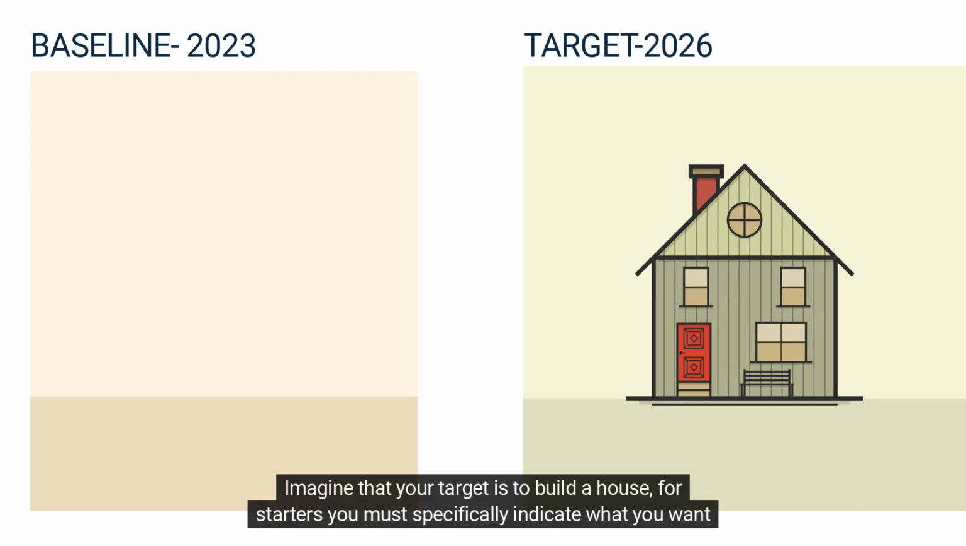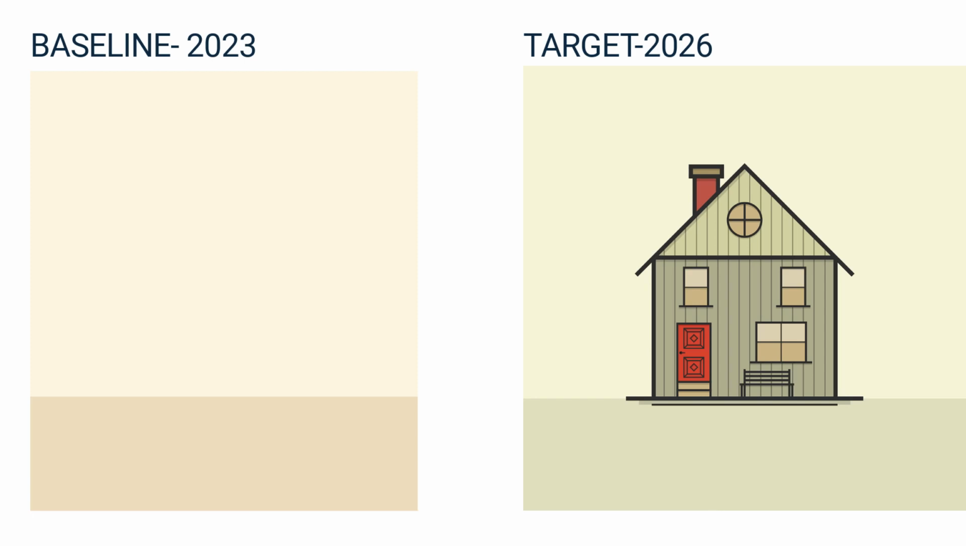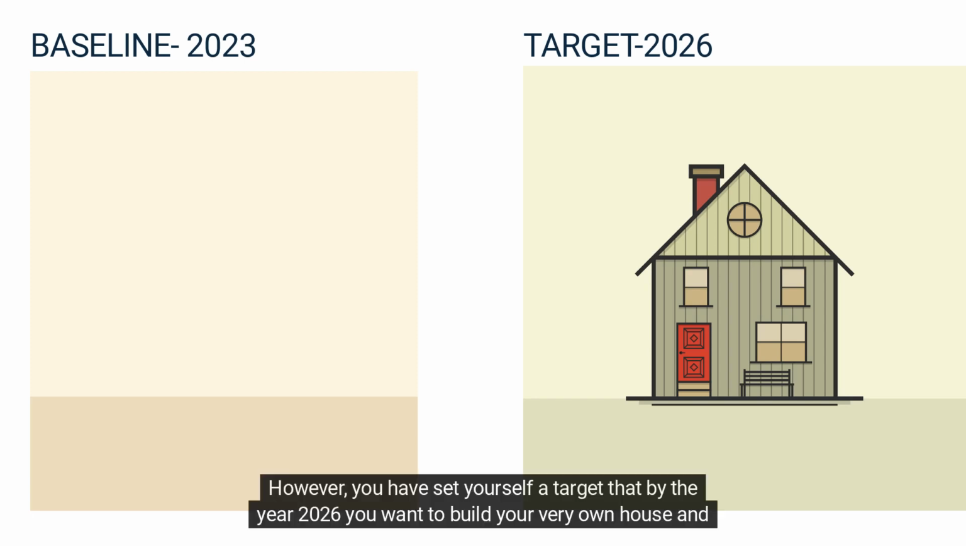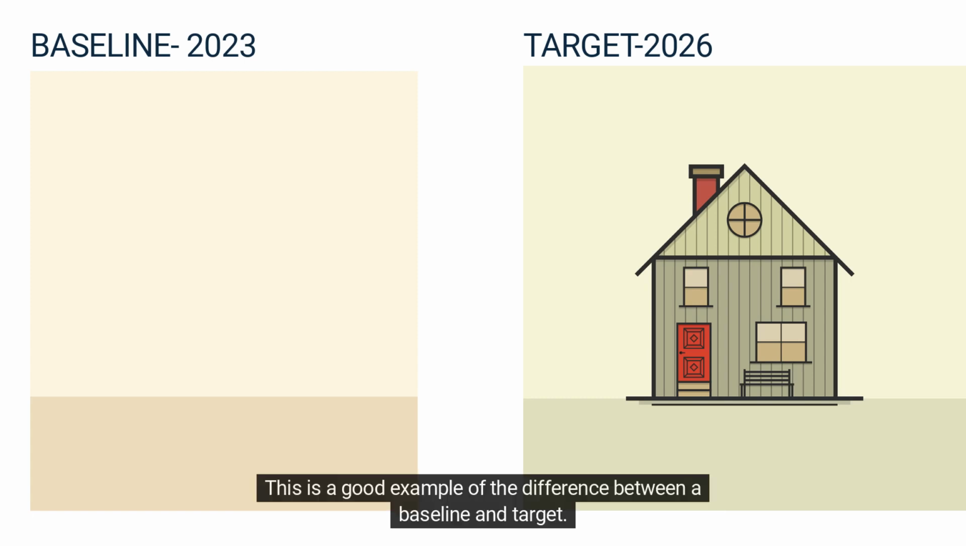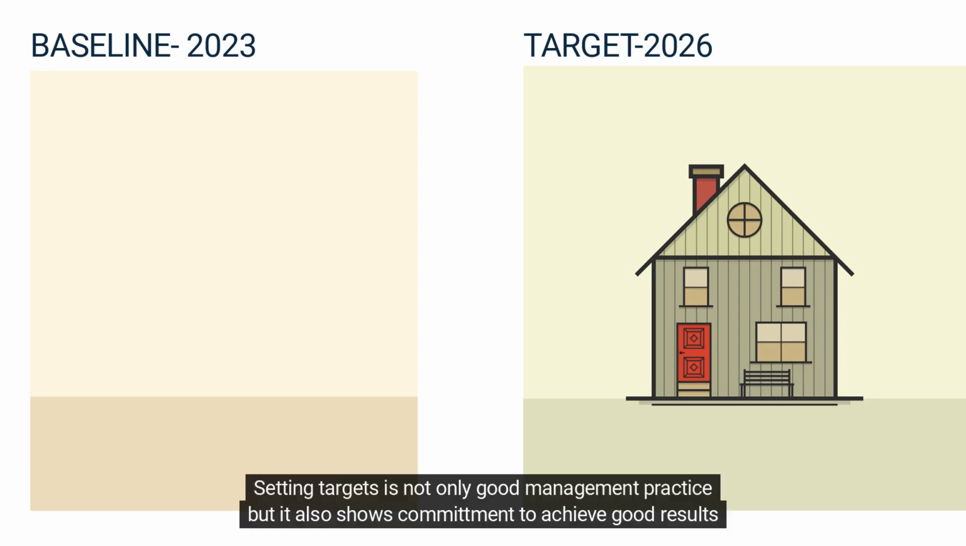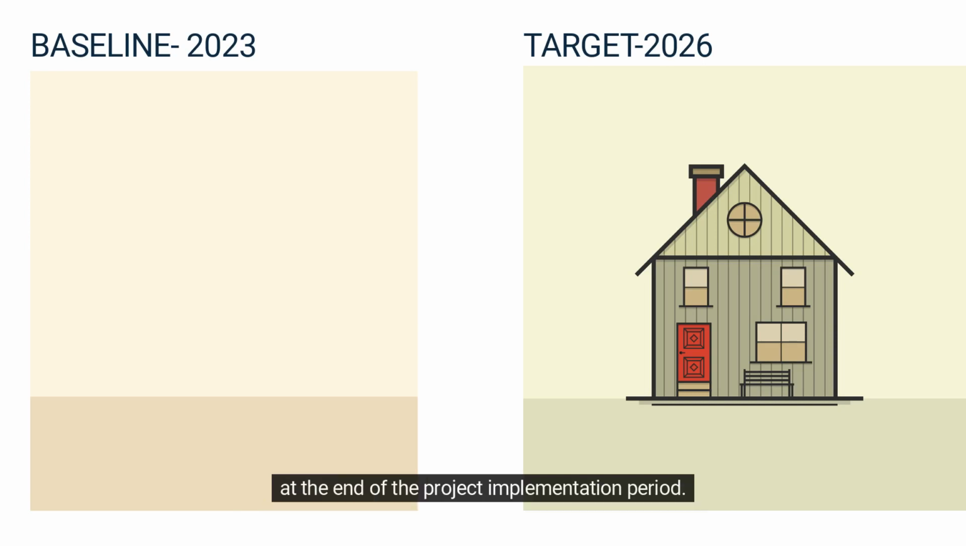Imagine that your target is to build a house. For starters, you must specifically indicate what you want to achieve and when. Your current situation is that you do not have a house of your own in 2023. However, you have set yourself a target that by the year 2026, you want to build your very own house and get rid of all the rent. This is a good example of the difference between a baseline and target. Setting targets is not only good management practice, but it also shows commitment to achieve good results at the end of the project implementation period.